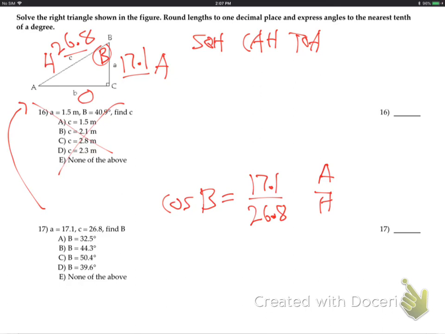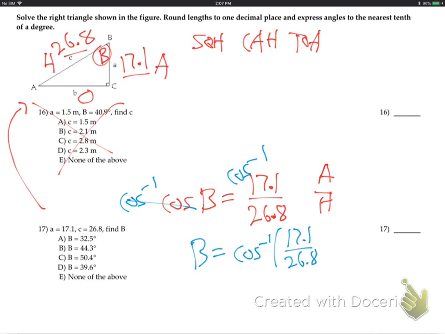Okay, so how do we solve for the B there? Inverse cosine. Yeah, because that's what gets rid of a cosine. An inverse function gets rid of a regular function. So then B is inverse cosine of 17.1 over 26.8.